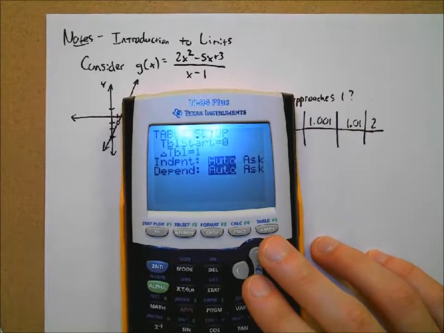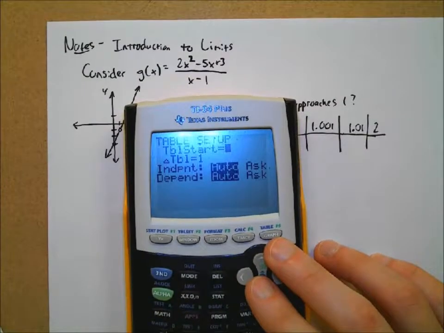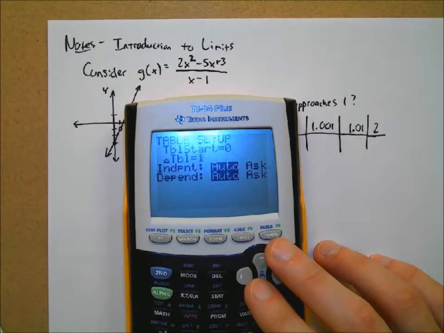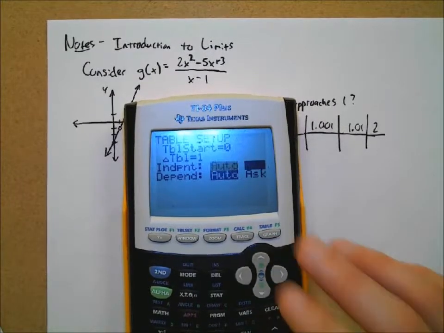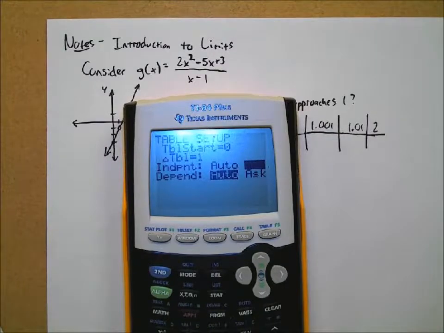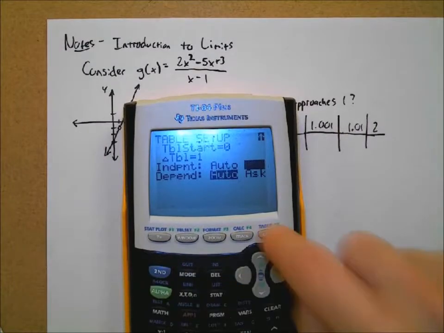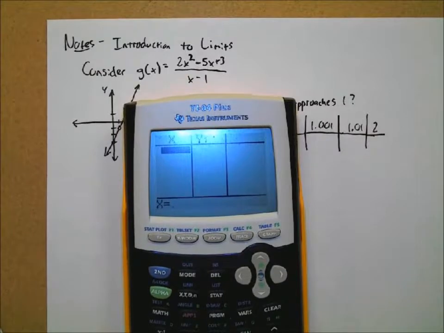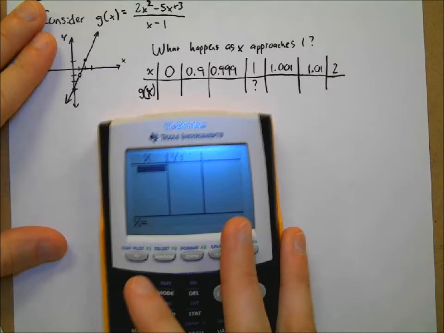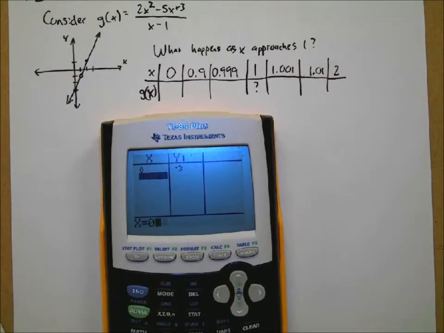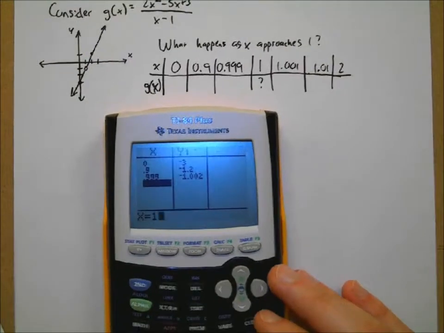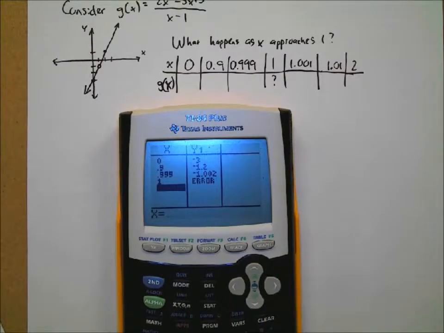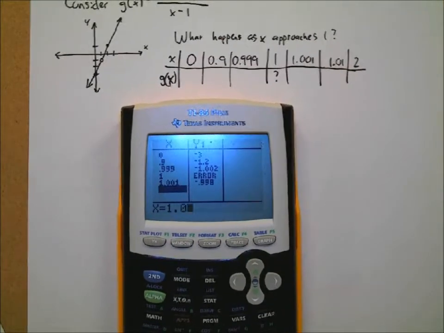And what we're going to do here, we're not going to worry about where the table starts. We're not going to worry about the delta table, the change in the x value. We're going to go down to the independent variable and change it from automatically being filled in to have it ask us what values to plug in. So we'll go back to our table. It's now blank because it's waiting for us to plug in x values, and then it will put out the matching y value. Okay? And so we'll type in 0, and then 0.9, and then 0.999. If you want to, you can type in 1, but the calculator is going to give you an error there because that's an error. We'll do 1.001, 1.01, and 2.